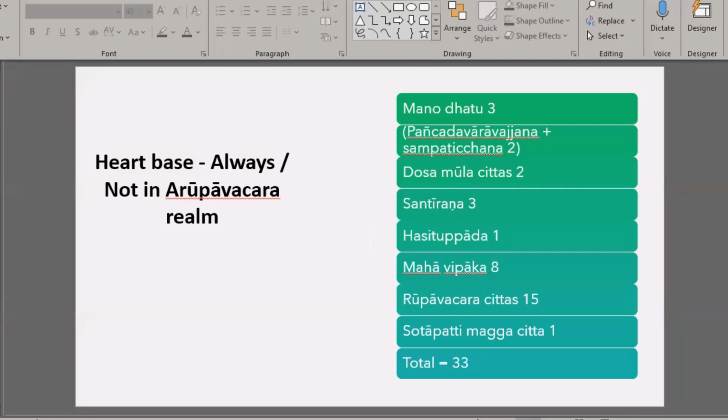Therefore, Tadarammana Chittas arise only in the Kama realm. Therefore, Mahavipaka Chittas always depend on heart base. Then what about Rupavachara Chittas? You know, Rupavachara Jhana Chittas can be developed by humans as well as Rupavachara Brahmas.